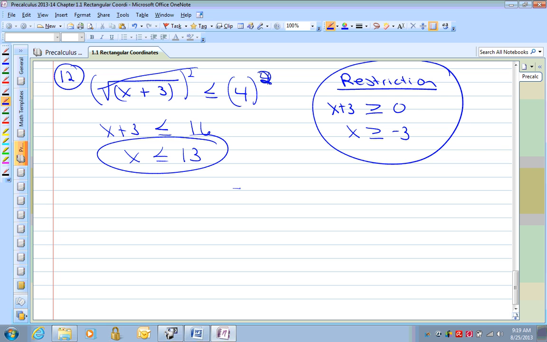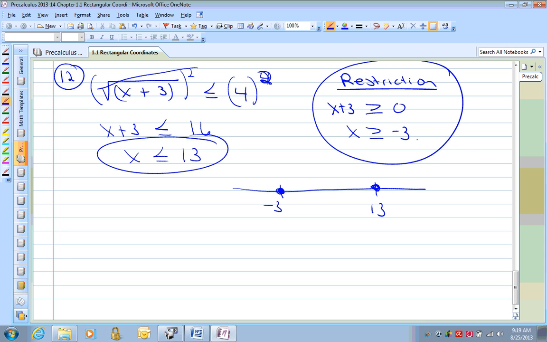So let's take a look again on a number line. I'm a big number line person. I have a negative 3 down here. I have a 13 up here. Something different that we didn't see before is that I have an equality here. So these will be solid because they'll be inclusive, they'll include those 2 points.